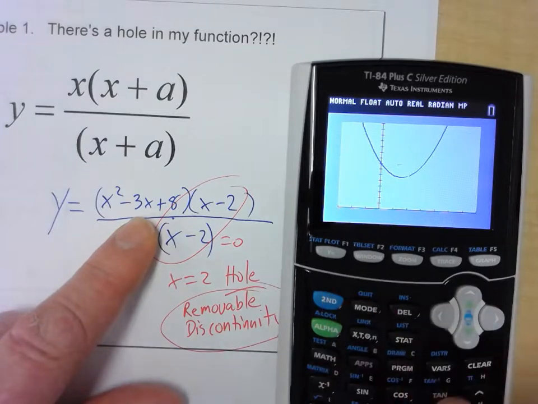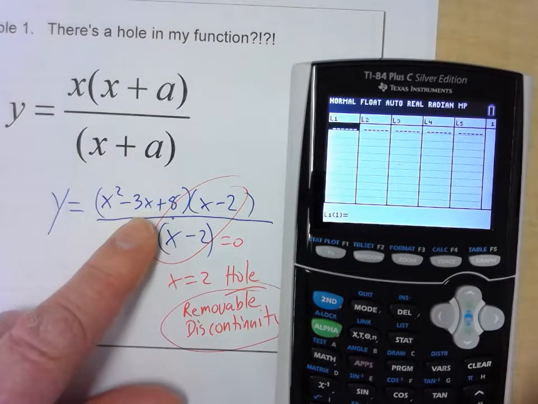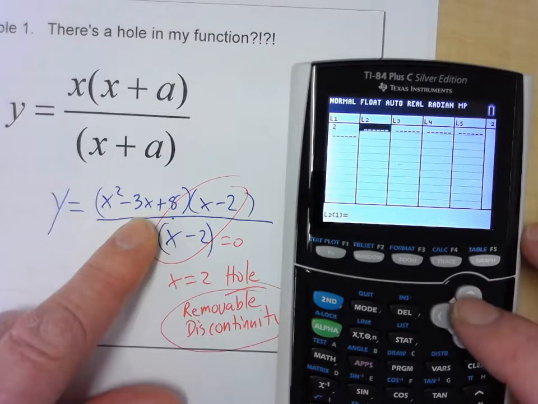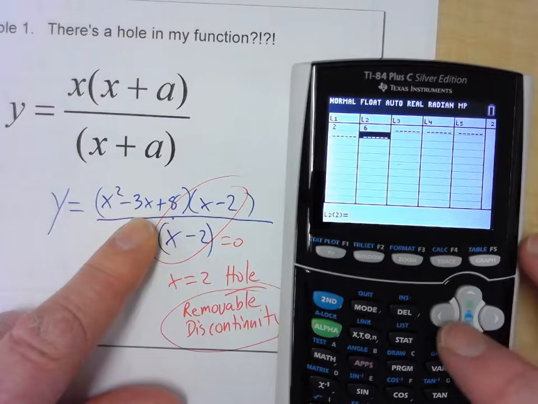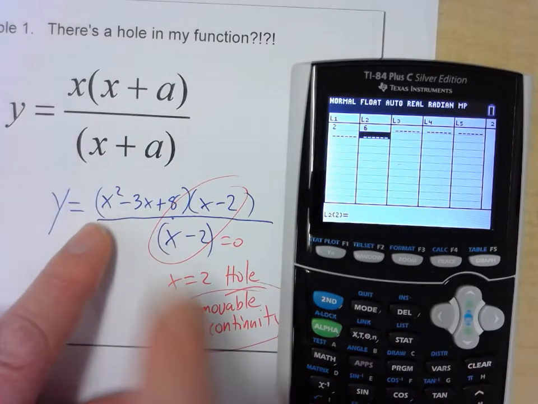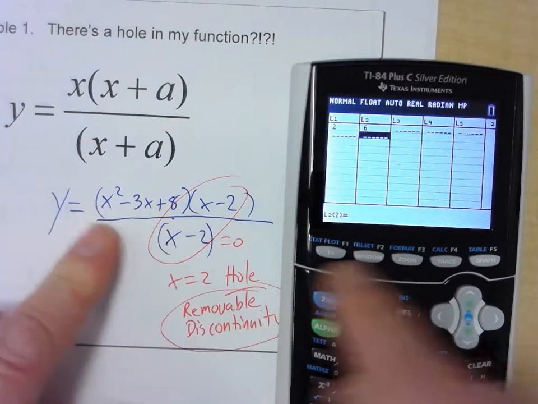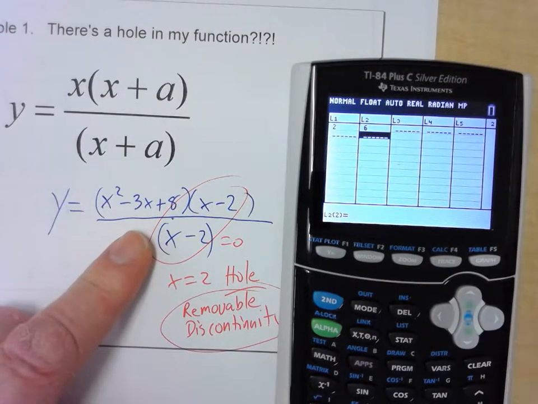So I'm going to go to Stat and Edit. And I'm going to put in the point 2 and then 6. So I'm going to remove the discontinuity. 2, 6 is where the hole is, because if I put 2 back in here, I get 4 plus 8 is 12, and then minus 6 would be 6. So 2, 6 is the only hole in the whole thing.